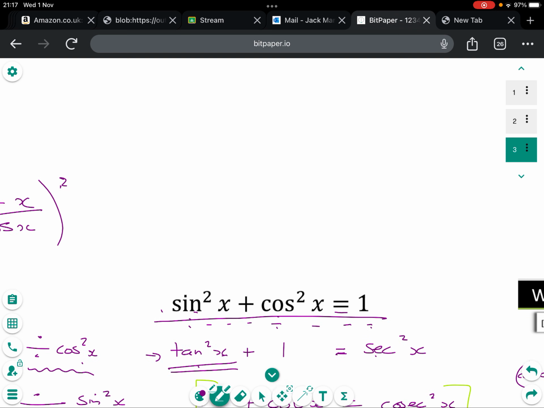Cos squared divided by cos squared is clearly 1 because you've divided something by itself. And 1 divided by cos squared is sec squared for similar reasons to what we said on tan. Remember that sec has its third letter is c, so that kind of makes sense. 1 over cos squared is sec squared.